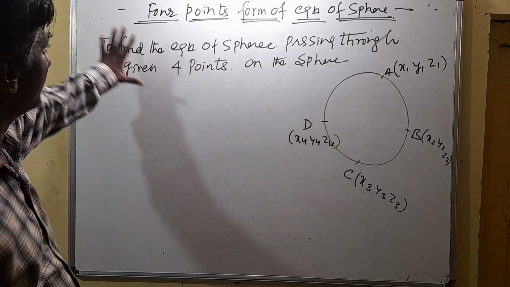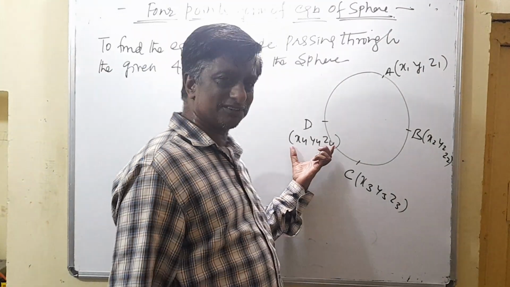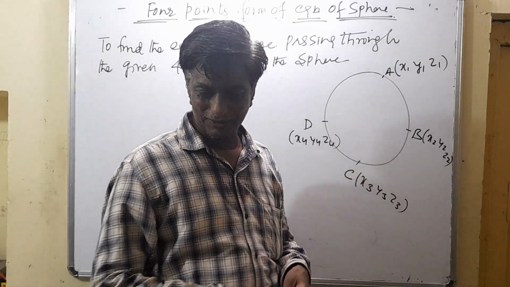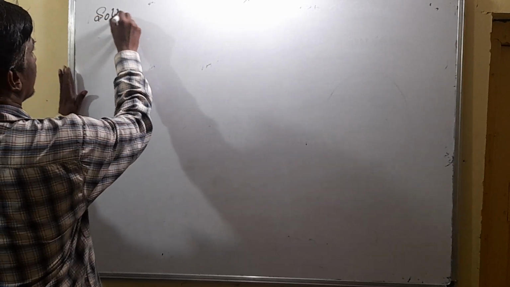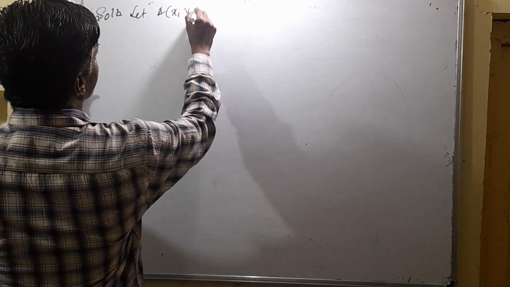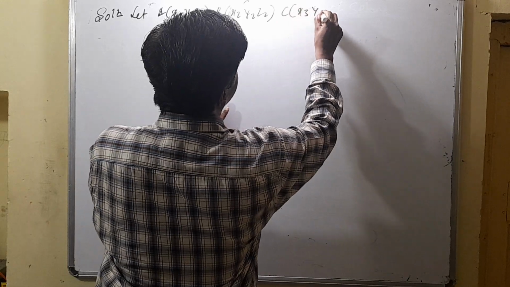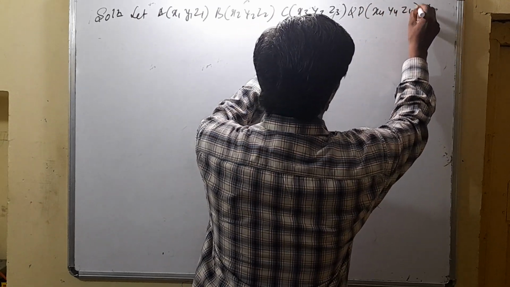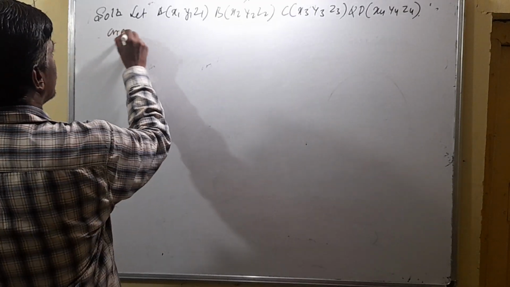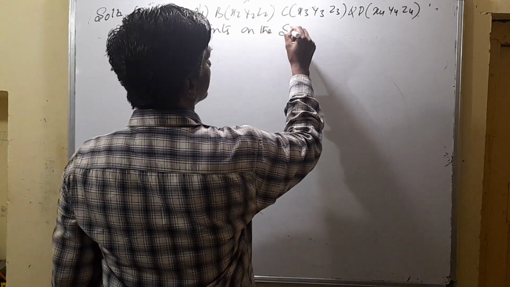Do you understand this point? To find the equation of sphere passing through the given 4 points. The given 4 points are this. Clear? Okay. Let A of x1, y1, z1, B of x2, y2, z2, C of x3, y3, z3, and D of x4, y4, z4 be the 4 given points on the sphere. Okay.